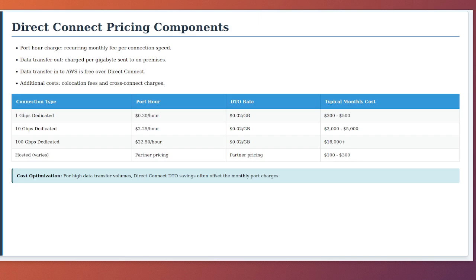The table on the slide breaks down the typical monthly costs for different configurations. For a 1 gigabit dedicated connection with moderate data transfer, you might expect monthly costs ranging from $300 to $500. This would include the port fee, data transfer, and colocation costs. For a 10 gigabit connection with high data transfer volumes, costs could range from $2,000 to $5,000 per month, or potentially more. Hosted connections for lower bandwidths might cost $100 to $300 per month, depending on the partner and the bandwidth tier.